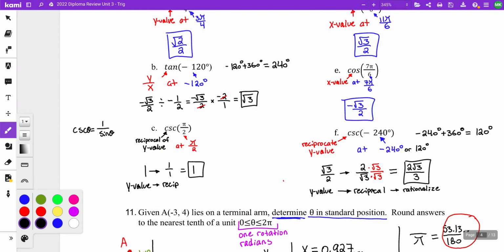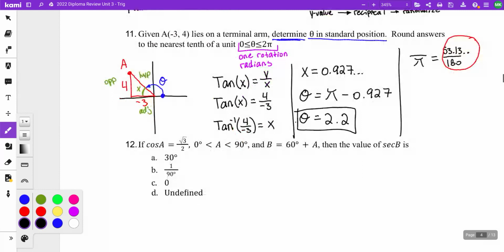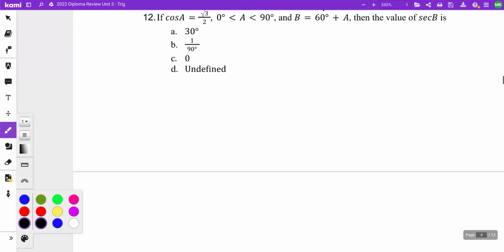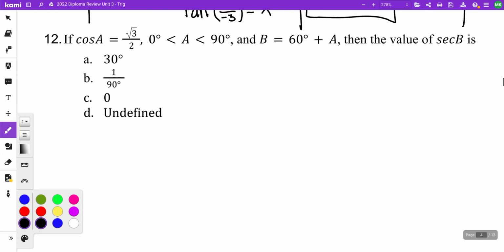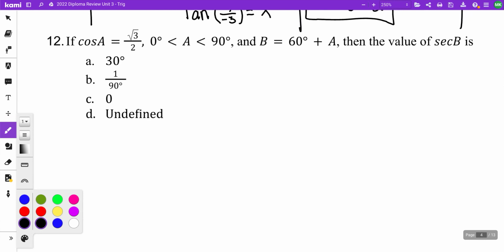Alright, that's using the unit circle. Let's get back into some questions here. Sometimes we'll need a unit circle, sometimes we won't. We got this guy. We got if cos A equals root 3 over 2, and then they tell you something. They say 0 less than A less than 90. They're telling you boundaries.